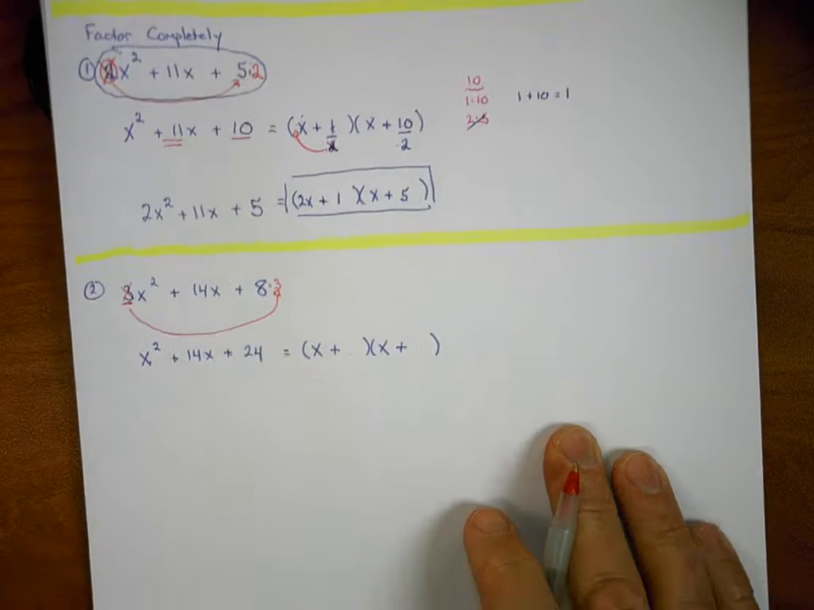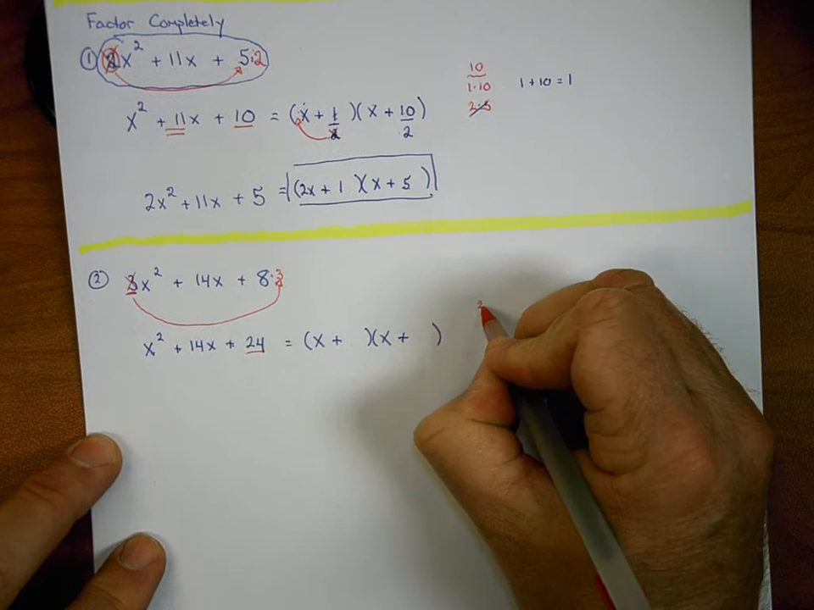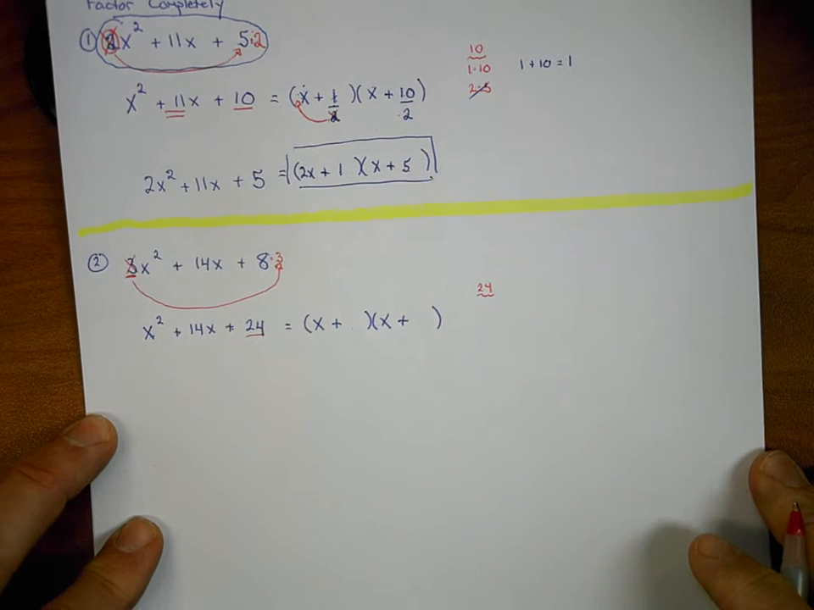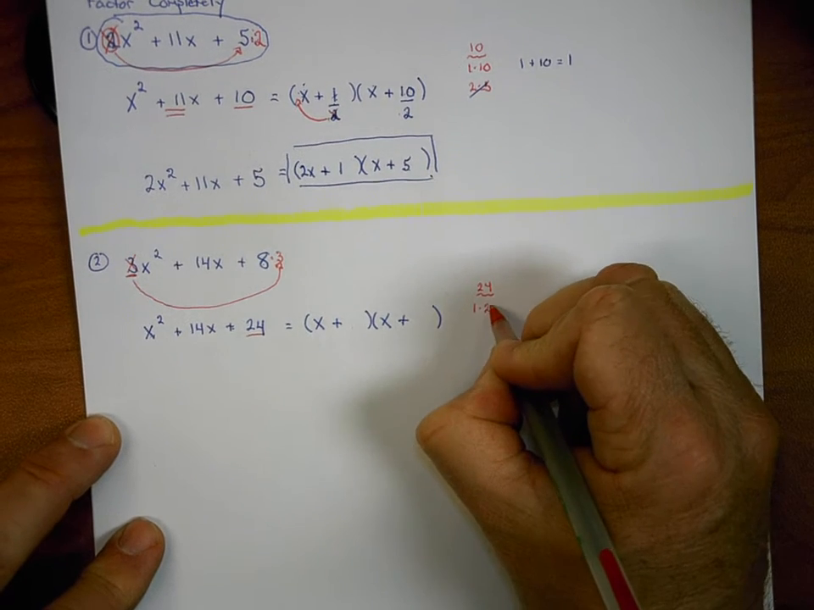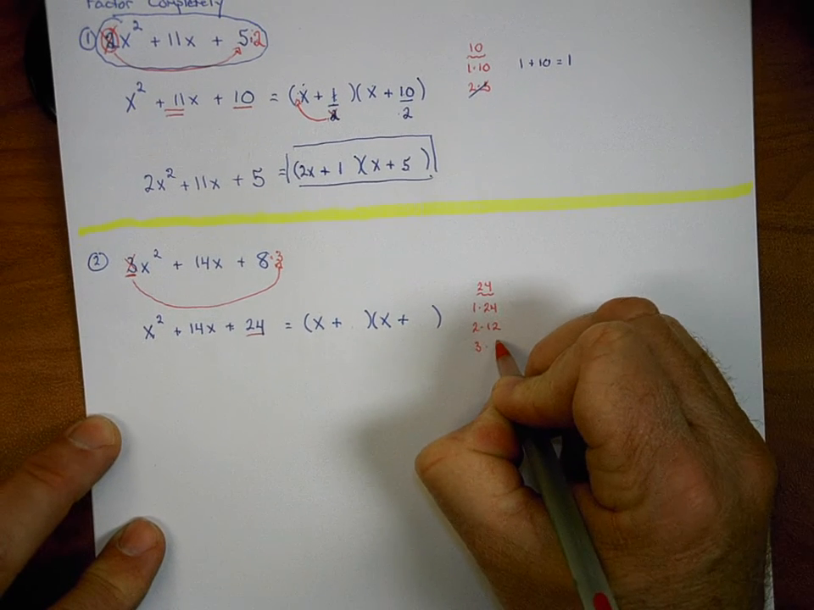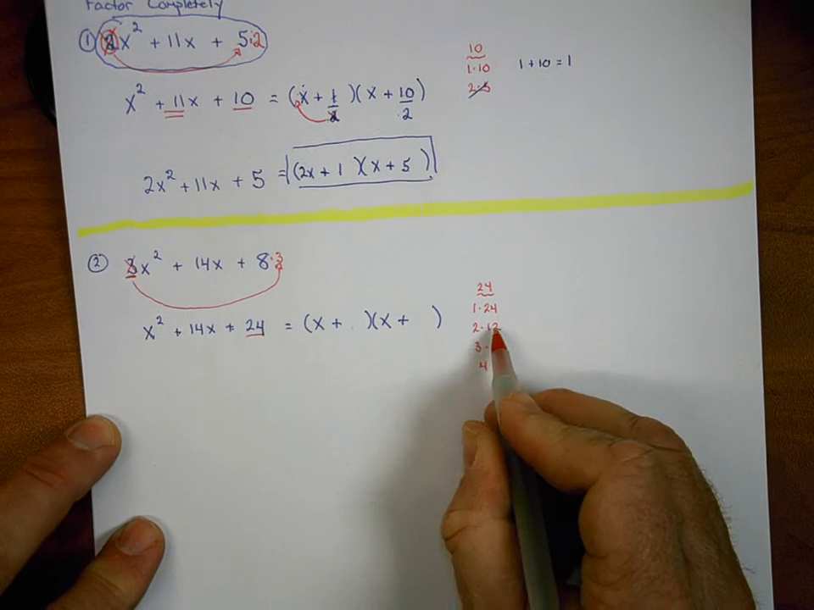Okay, so how do I do that? Well, I take my very last term, we call that my C value, 24, and I write all the pairs of numbers that multiply to make 24. One of the pairs will be my answer. So, 1 times 24, 2 times 12, 3 times 8, 4 times 6. Which one of those pairs is my answer?